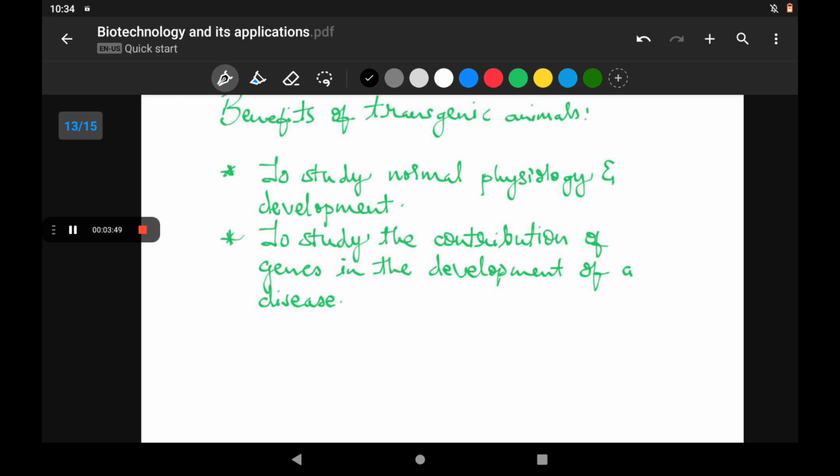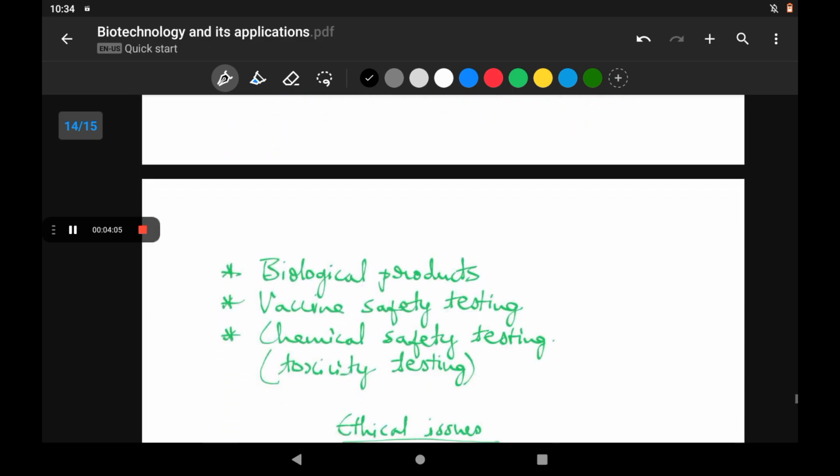Second, to study the contribution of genes in the development of a disease. So here you can understand the progress of a disease and its nature. By using the transgenic animals, we can study the contribution of genes in the development of a disease. The biological products can be obtained using transgenic animals.